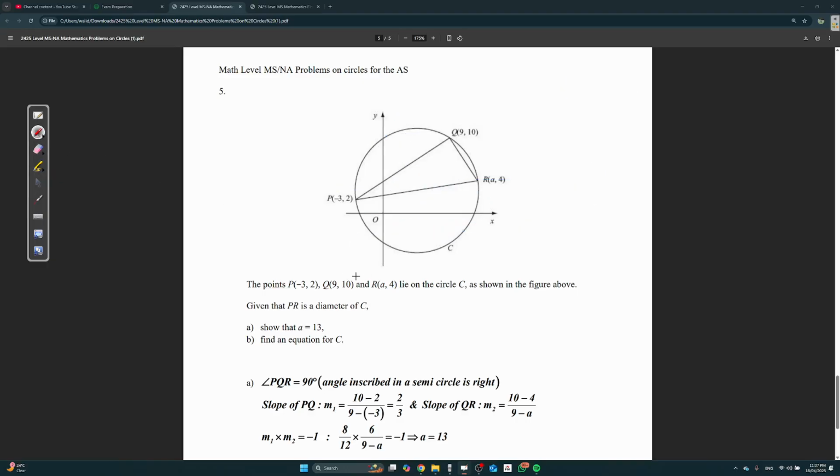The points P, Q, and R lie on the circle as shown in the figure above. Given that PR is the diameter of the circle, show that A is equal to 13. Again, I was thinking of my way to do this, and then before I read this solution, it's easier than the way I'm doing it. So they gave you P, Q, and R. They told you that PR is a diameter. So if this is a diameter, that means it cuts it into 2 halves, right? And they want you to show that the coordinate A of R is 12.